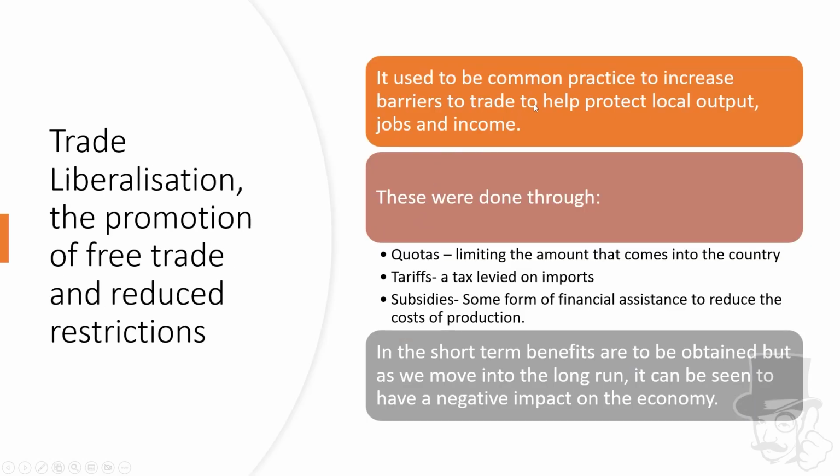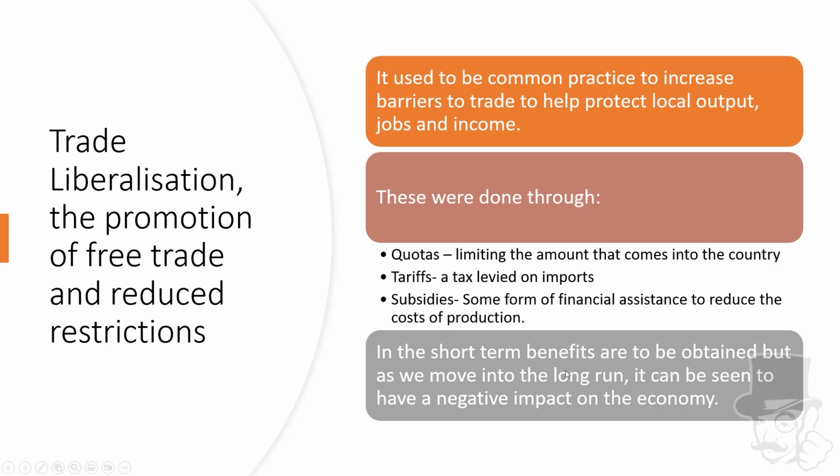So in the past we used to have these things called quotas, which limit the amount that comes into the country. So if you have a limit on the supply and demand is growing, you realize prices go up. So that's what made foreign products unattractive. Also we did tariffs, which is a tax levied on imports to artificially increase the price of these products, making them unattractive. And also sometimes we subsidize the production of local goods to artificially lower the price of local production, which made local goods more attractive than foreign goods.